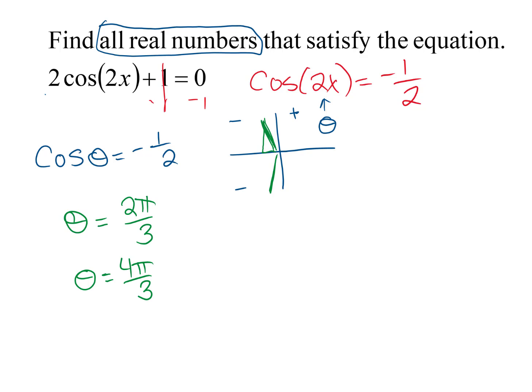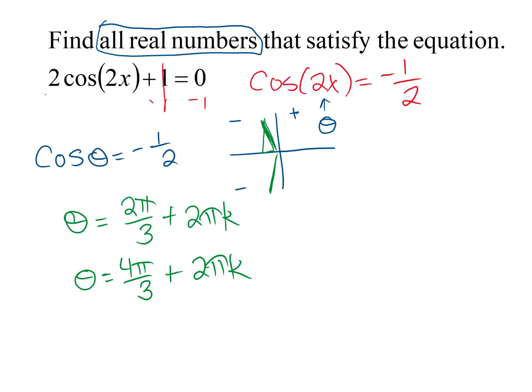Now, because it says all real numbers, we need to add all multiples of loops around the circle, positively or negatively, and plus 2 pi k will do that. If k is 0, you get the 2 pi thirds. If it's negative, you loop around the negative way. If it's a positive k, you loop around the positive way 1 or 2 or 3 times, whatever k you put in. We need to do that here also.